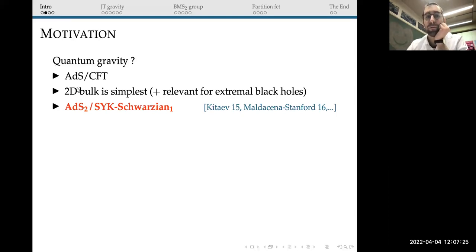I should mention also that even if you don't necessarily care about a 2D bulk per se, you might care about extremal black holes and their entropy. And in that case, you have to also deal with an AdS2 throat in every case.